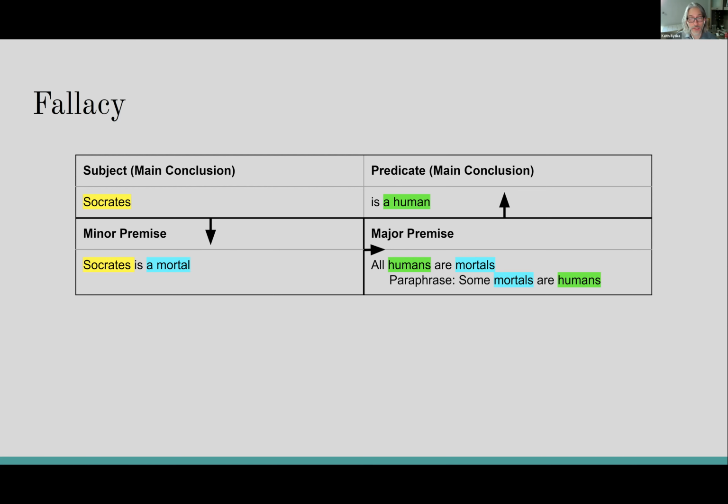So I rephrased the sentence and I said, could we support the conclusion if we took the deduction of the paraphrase that some mortals are humans, which we would know if all humans are mortals, then some mortals have to be humans. But we still don't get there because here's the logic. Socrates is a mortal. Some mortals are humans. Therefore, Socrates is a human?